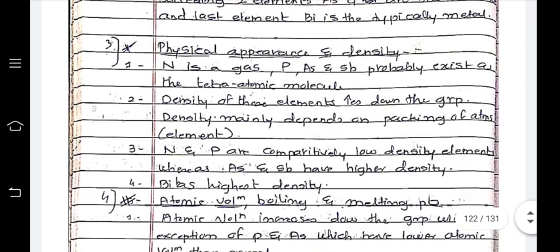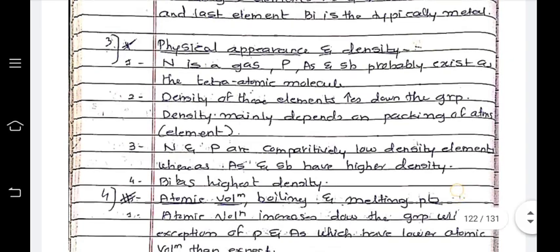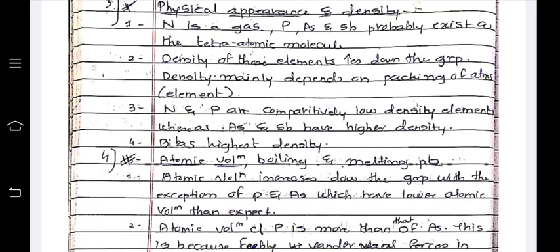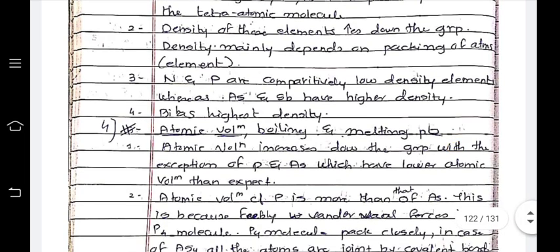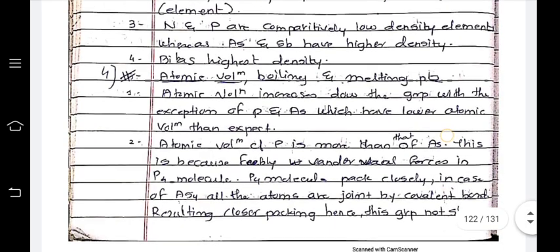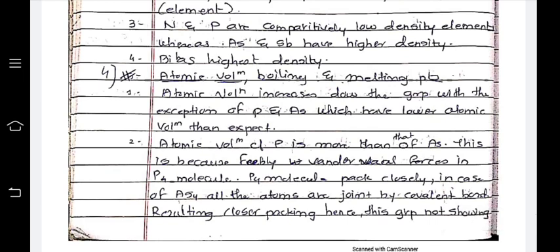Physical appearance and density. Nitrogen is a gas, phosphorus, arsenic, antimony probably exist as tetraatomic molecules. Density of these elements increases down the group. Density mainly depends on the packing of atoms. Nitrogen and phosphorus are comparatively low density elements, whereas arsenic and antimony have higher density. Bismuth has the highest density.